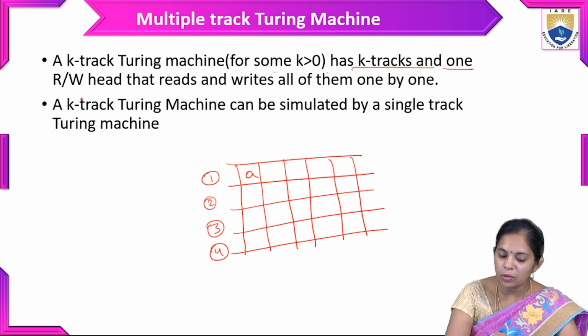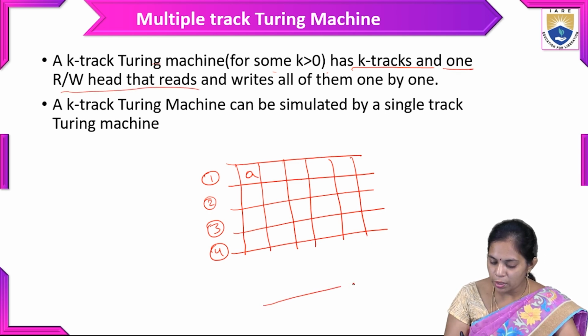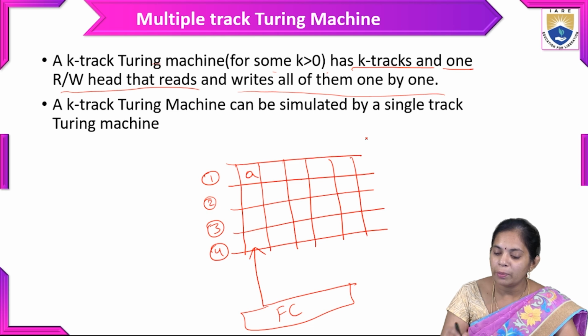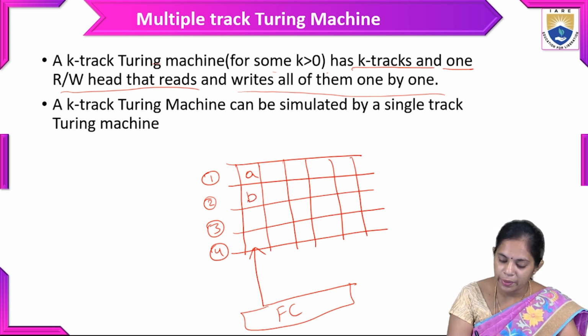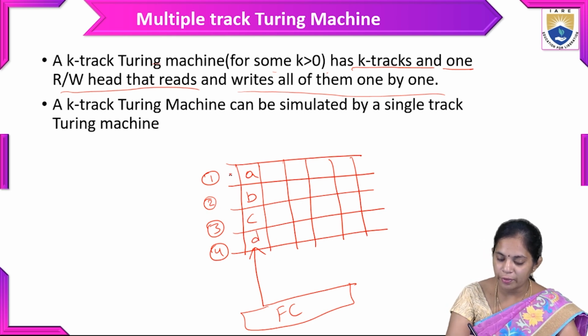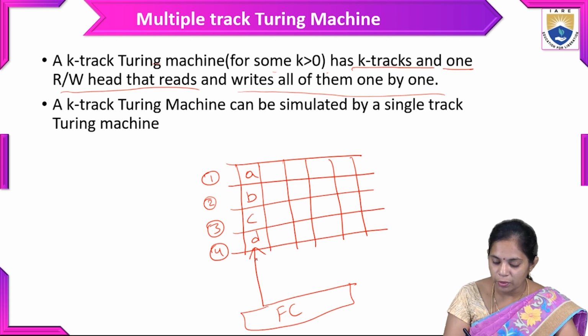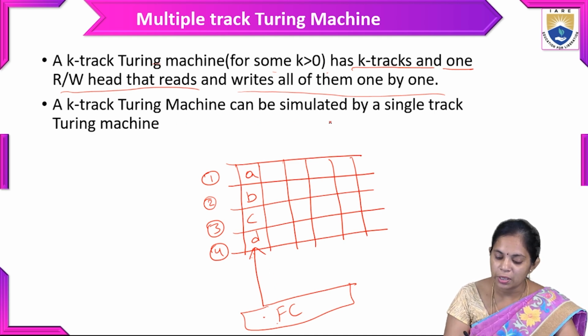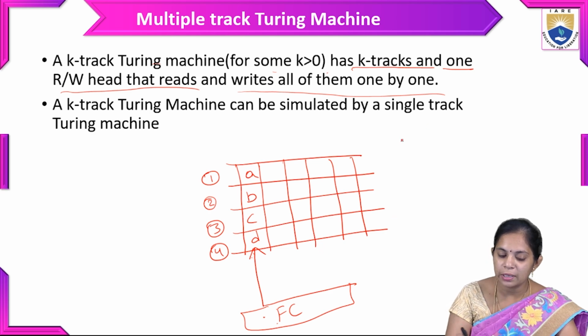So tracks and one read and write head. Here I will take FC, the finite control. I will take the first one and read and write all of them one by one. So we will write here A, B, C, D. We have 4 tracks, and for the single head, it can manage read and write operations on multiple tracks. So a K-track Turing machine can be simulated by a single-track Turing machine.